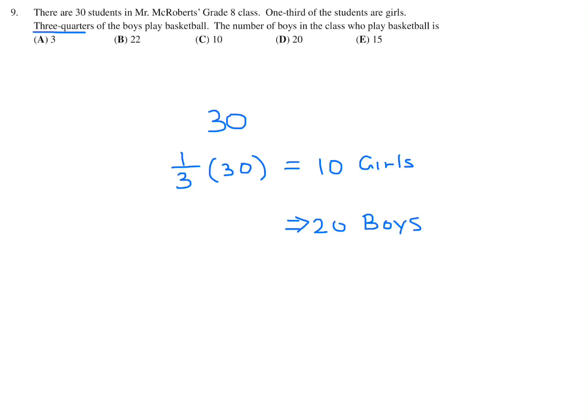And then 3/4 of those boys, so 3/4 times 20, are the ones that play basketball. And 3/4 of 20 is 60/4, which is 15. So there you go, 15 boys play basketball. And number 9 would be E.